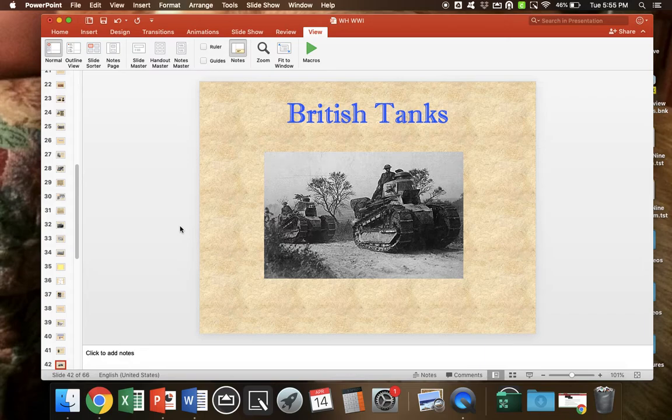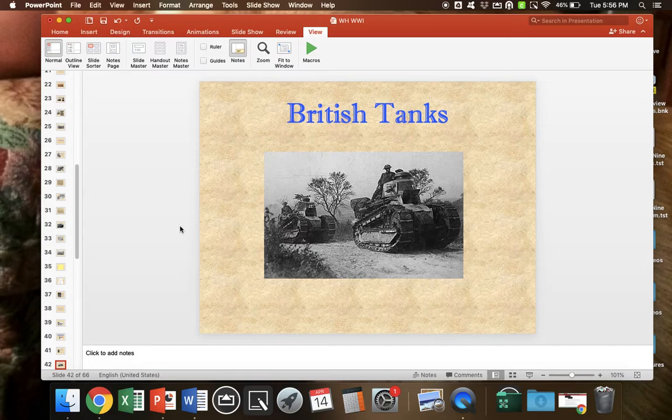Then we have tanks. Here's some British tanks. We'll also have some in your assignment. You'll look at some American tanks. You can see they don't look anything like tanks look today, and you can see why they will have difficulty in the terrain, because their wheelbase is so narrow and they will turn over and they won't do very well.